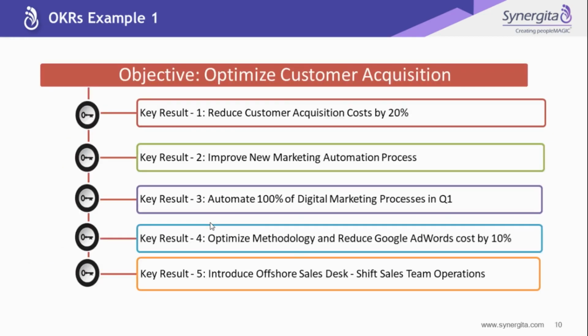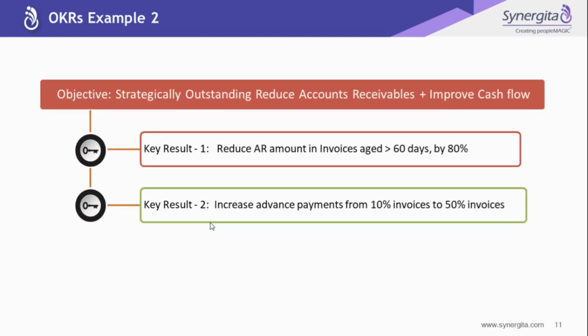So here are some of the OKR examples which we have designed for the sales team. An objective must be one, and we can have 3 to 5 key results. And we have one more example, a simple objective followed by 2 key results.